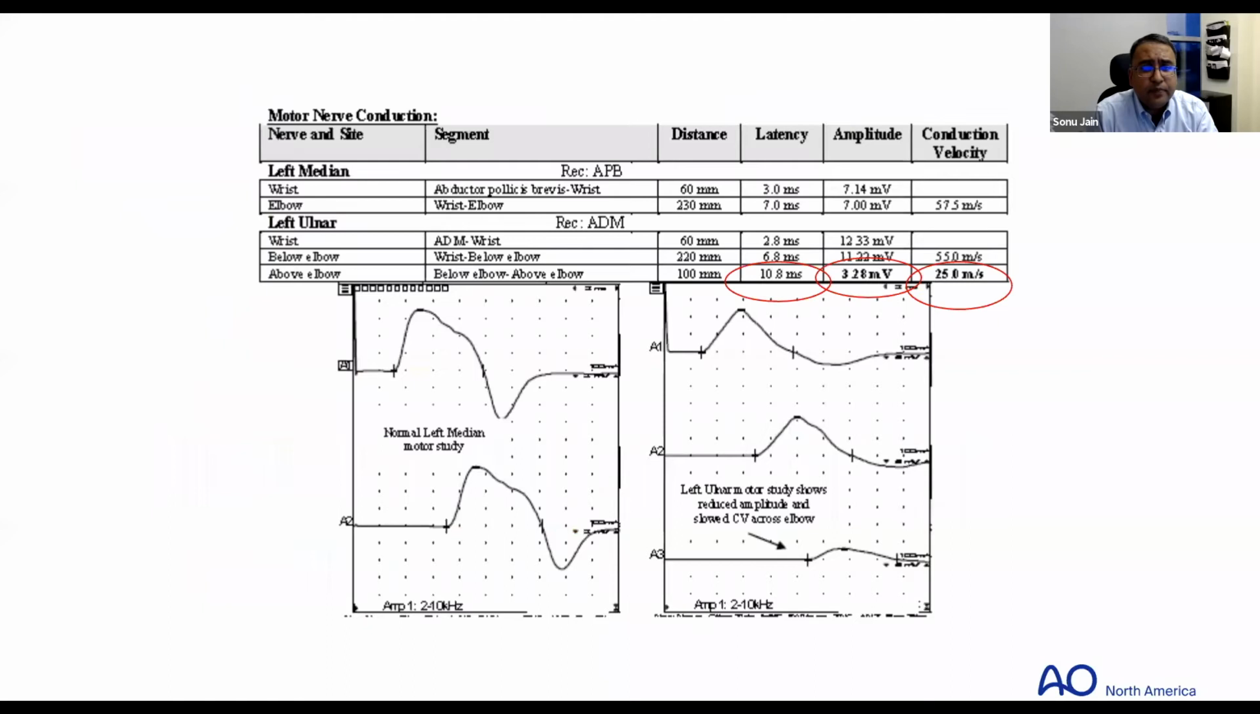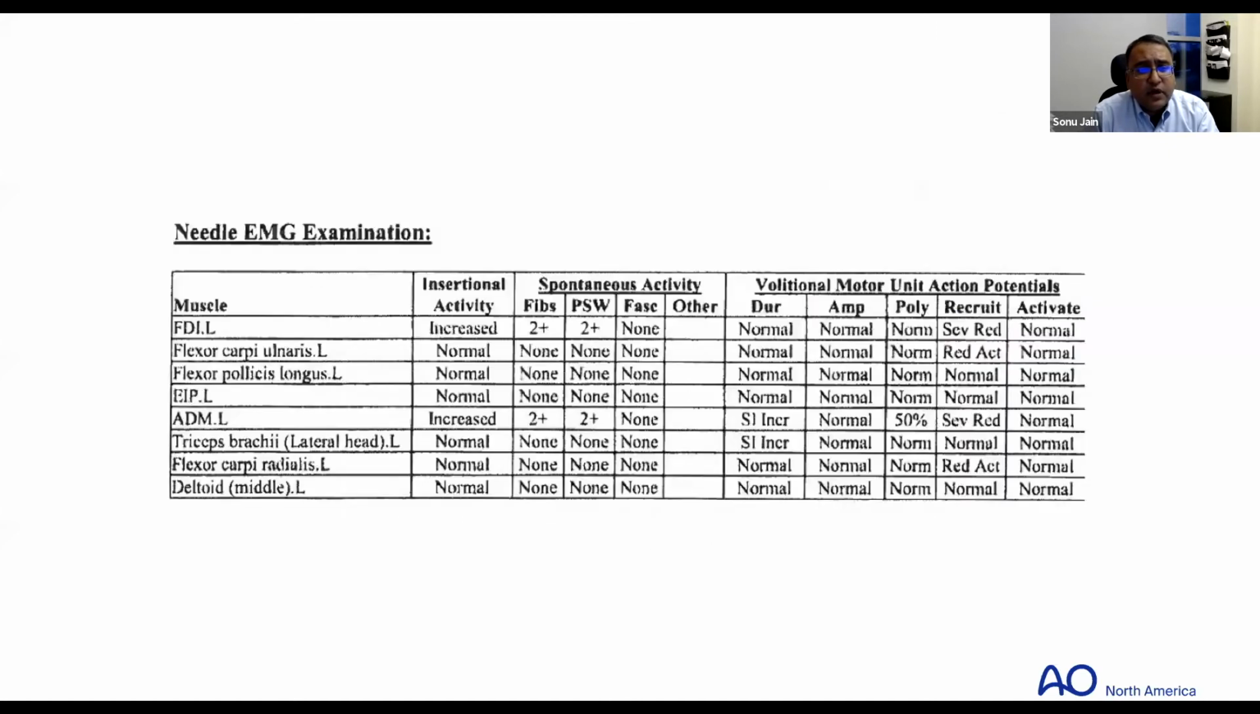So you can see here, increased latencies, decreased amplitude, and decreased conduction velocity across that nerve. Again, you can see EMG findings as well.